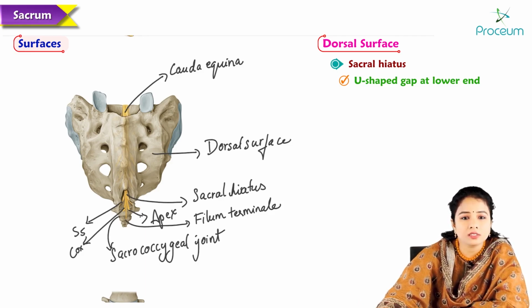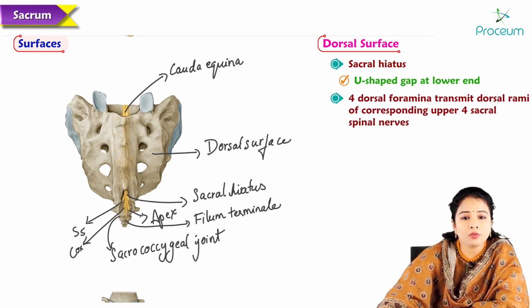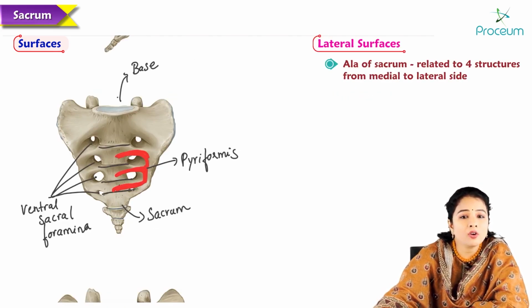So these are the structures exiting out through the sacral hiatus. The four dorsal foramina transmit the dorsal rami of the corresponding upper four sacral spinal nerves. Lateral surfaces: the alae of the sacrum are related to four structures from medial to lateral side.